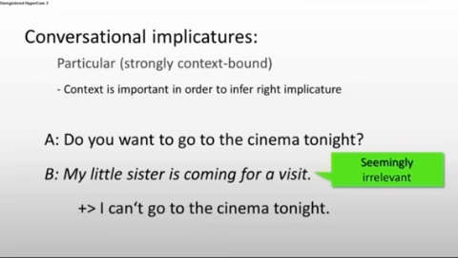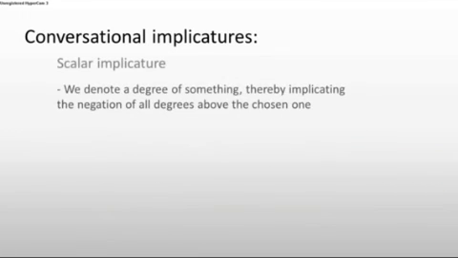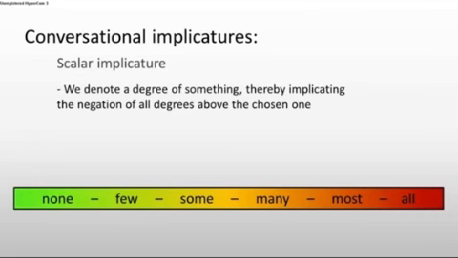The last type is called scalar implicature. Whenever we use a word that expresses a degree, you automatically implicate that the thing you're talking about isn't of any higher degree. So here you have a scale going from none to all. And now have a look at the sentence.